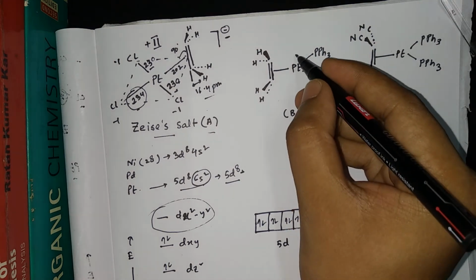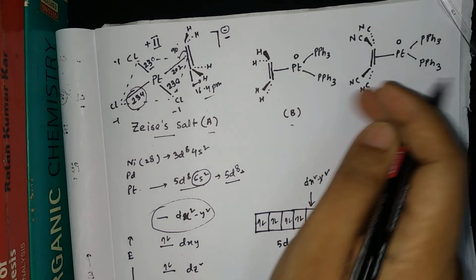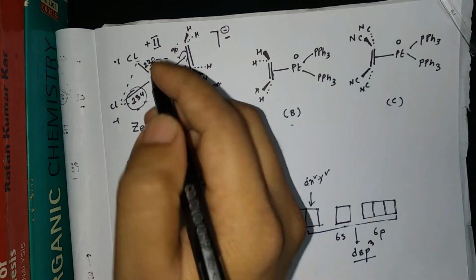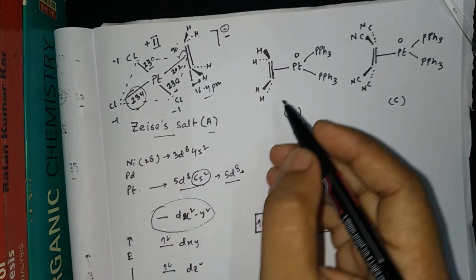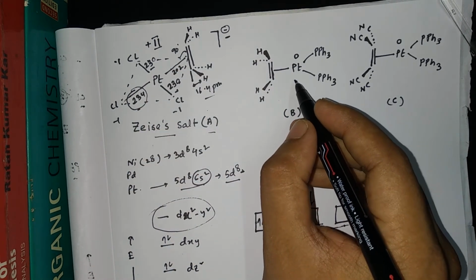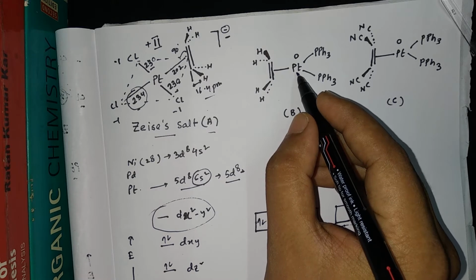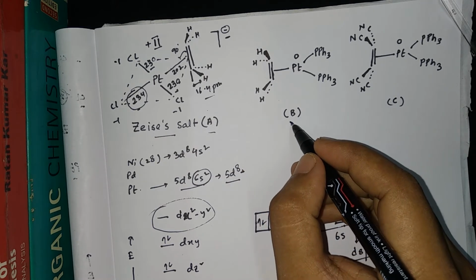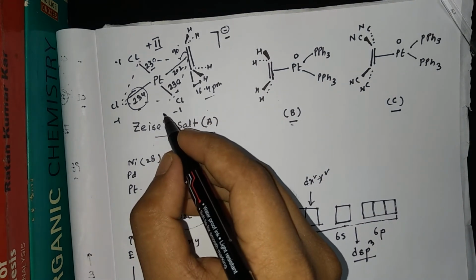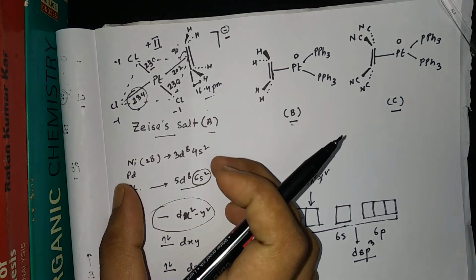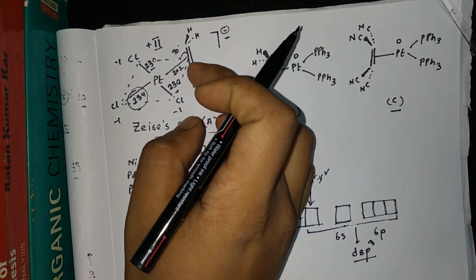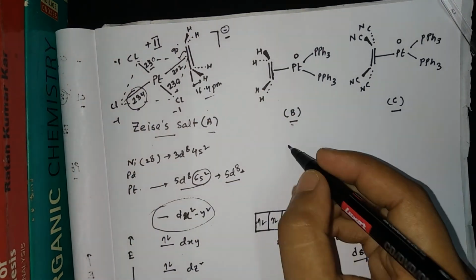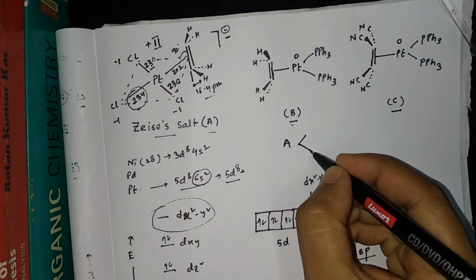So here you can see platinum is in 0 oxidation state. In these two cases it is 0 oxidation state, and here it is +2 oxidation state. So obviously the low oxidation state metal can donate its electron to the ligand. So the back donation probability is more for B and C rather than A. So A has less back donation, and hence the CC bond length also will be less. So A will have the least CC bond length.